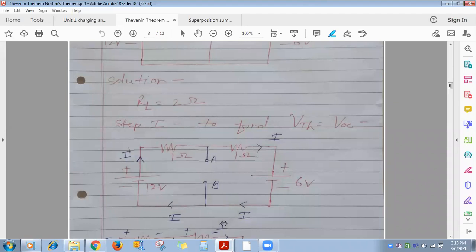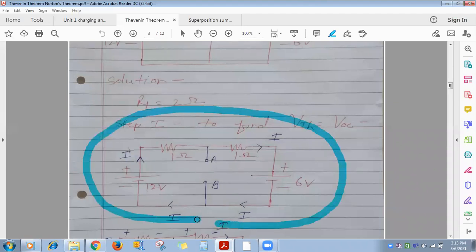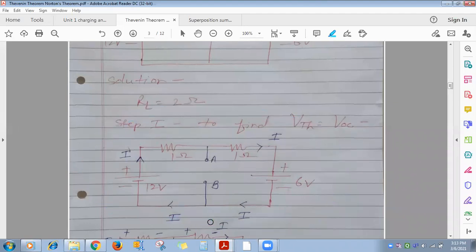Which parameter in this circuit do you have to find out first? Current. Correct, current you have to find out first, because once you know its value and direction, which we have represented, then the voltage drop across this 1 ohm you can find out. Once you get the voltage drop across this 1 ohm, if you apply KVL to this inner, smaller loop, then you will get VTH.